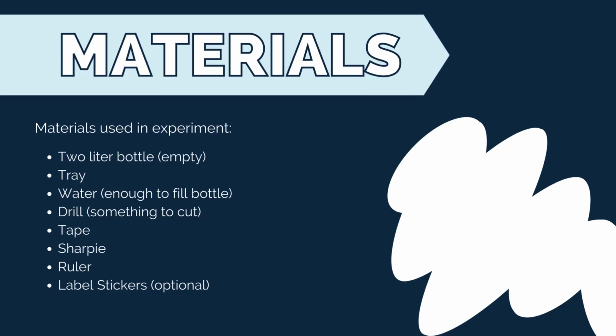Materials. Materials used in the experiment: a 2-liter bottle, empty; a tray; water, enough to fill the bottle; a drill; something to cut; tape; a Sharpie; a ruler; and label stickers.